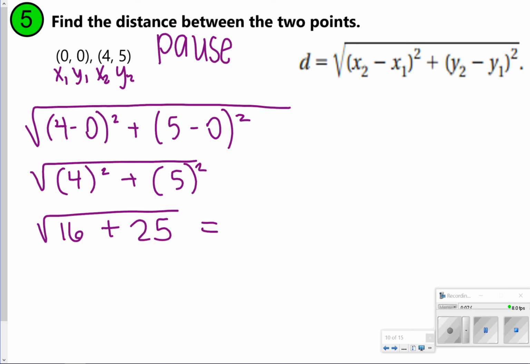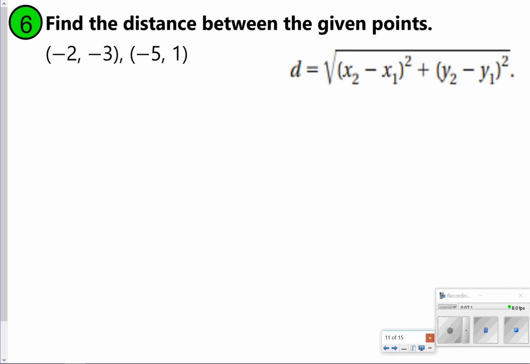And I'm going to add those two together. I am going to get 41, and then keep that square root symbol. I cannot find the perfect square of the square root of 41, so I'm going to leave my answer just like that for number 5. Here's another one for number 6. Please be careful on this one, and remember your keep, change rules whenever you subtract a negative.